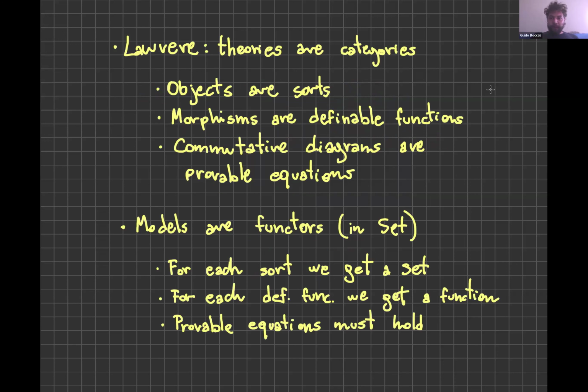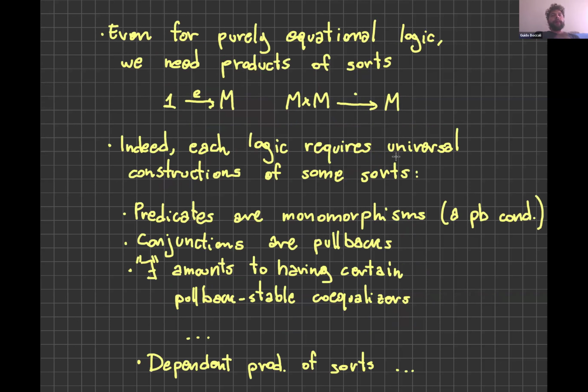Well, as you know, in the 60s, Lawvere introduced functorial semantics, and the fundamental idea is that theories are categories where objects are sorts, morphisms are definable functions, and commutative diagrams are provable equations. Models of those are functors into Set, where for each sort we get a set, for each definable function we get an actual function, and provable equations must hold by virtue of functoriality.